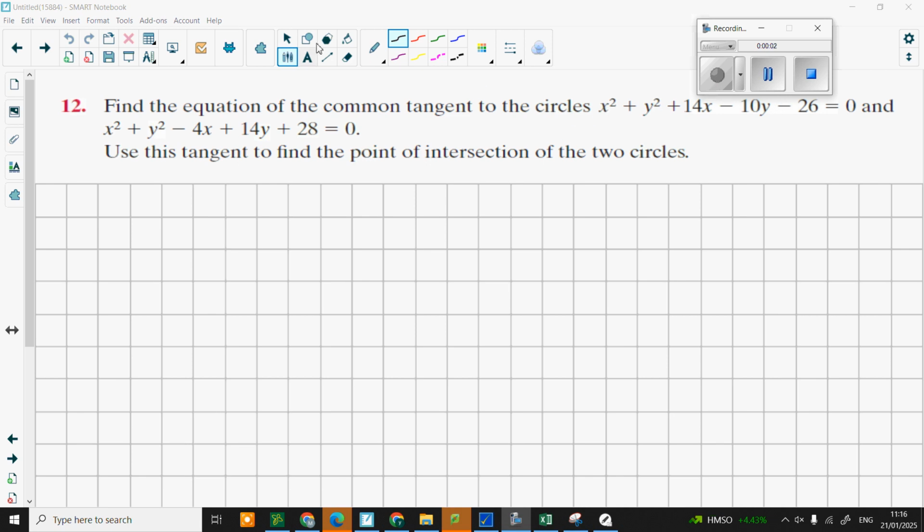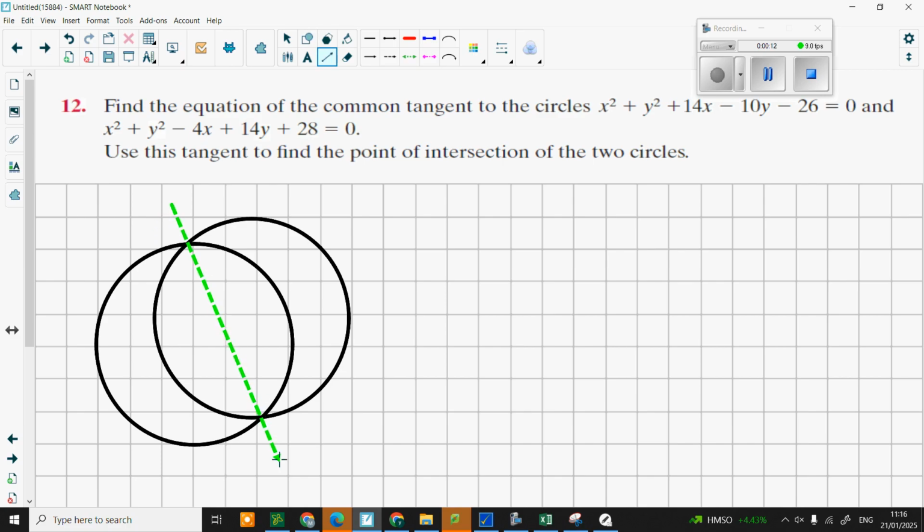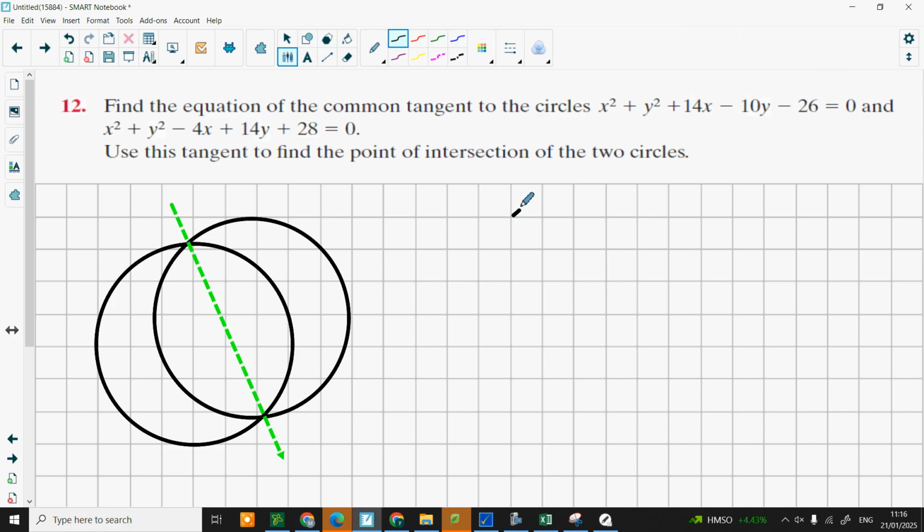Okay, guys, we have two circles, and with these two circles, they have a common tangent. Okay, so in this case, it could be, see that green line, that's a common chord. I mean, sorry, common chord. And what I'm going to do is take away these two circles from each other to get the equation of the common chord.